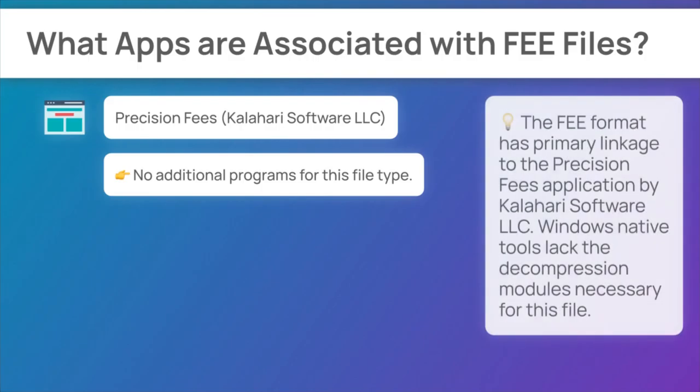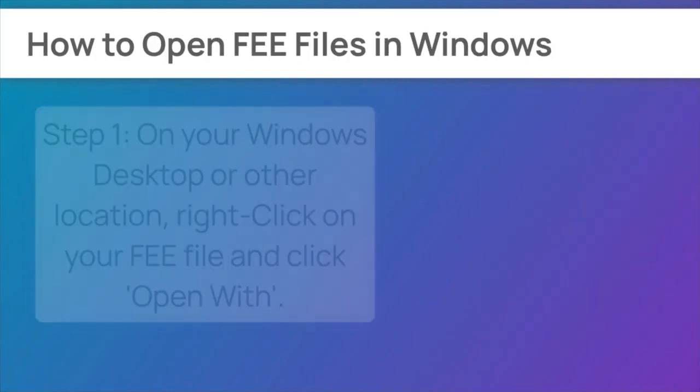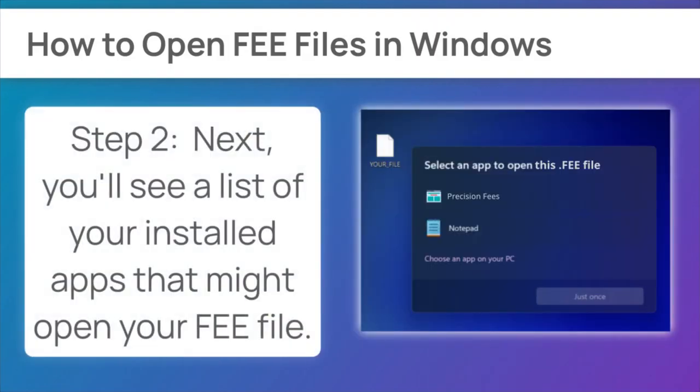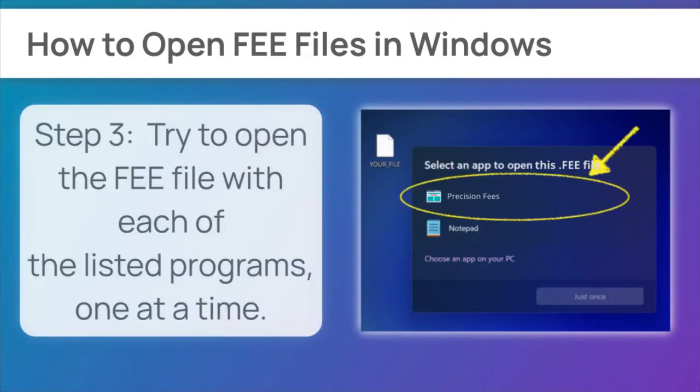Windows native tools lack the decompression modules necessary for this file. Windows supports universal text formats, so they open smoothly in default tools. The first step is testing the ecosystem. Right-click your FEE file and hit Open With. Try the recommended Precision Fees first. If it's missing, choose another program. It's common to need more than one attempt.